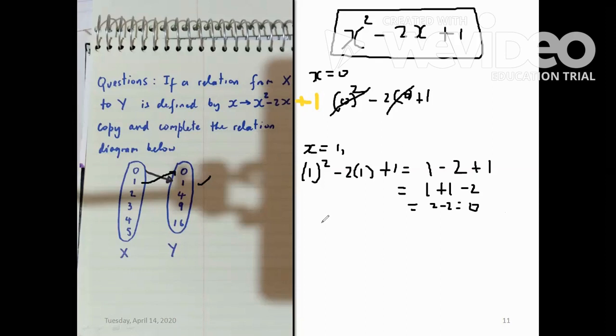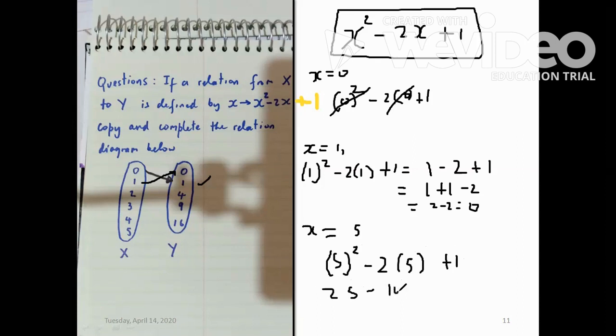So it's up like that. And then we continue. Alright, let me do the last one too, and you can do the rest. So when x is equal to 5, we have 5 squared minus 2 times 5 plus 1. Now 5 squared is 25.